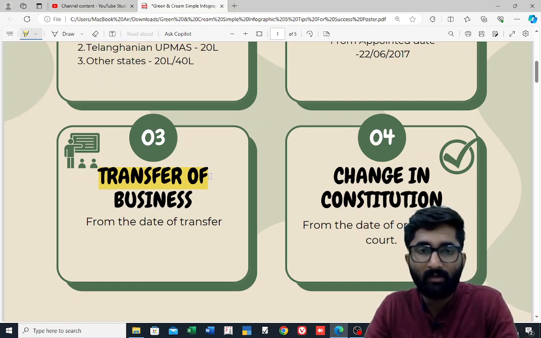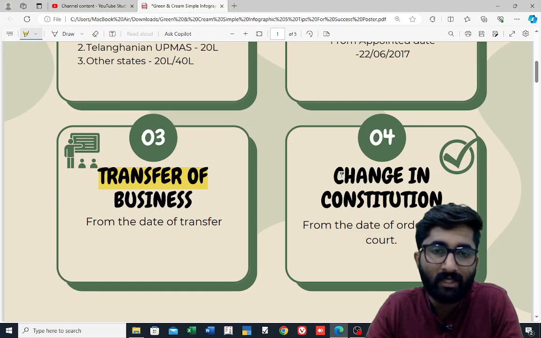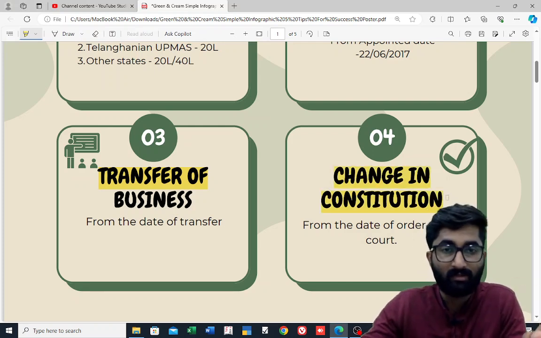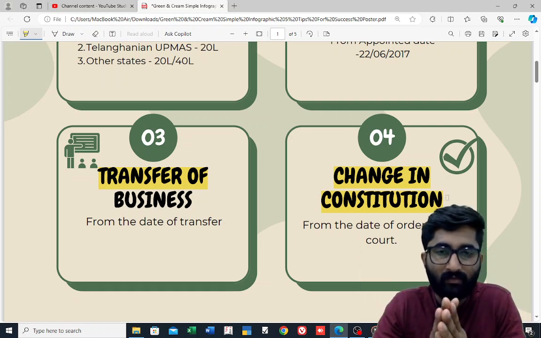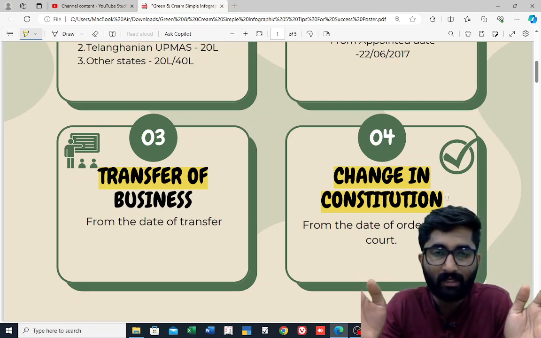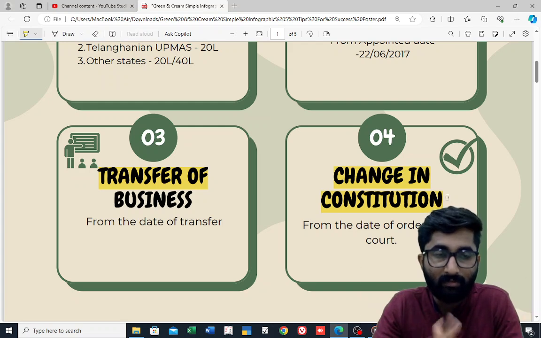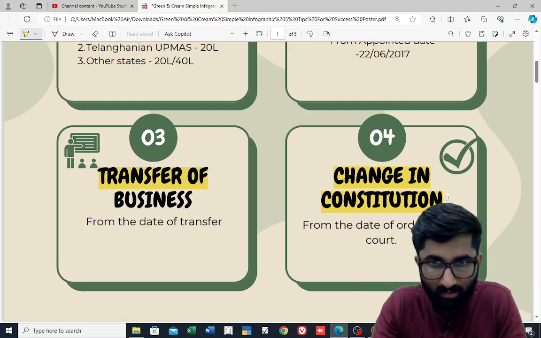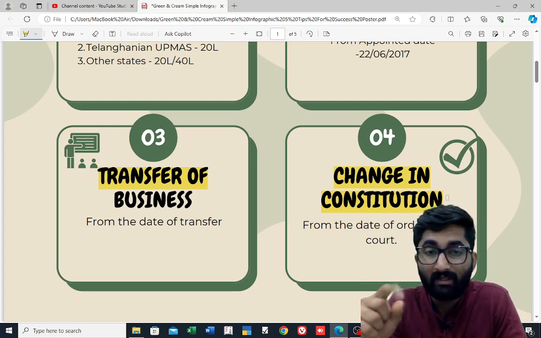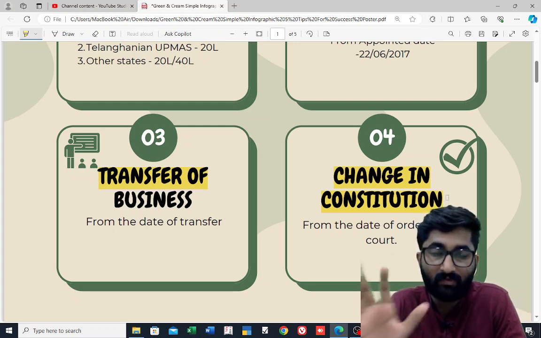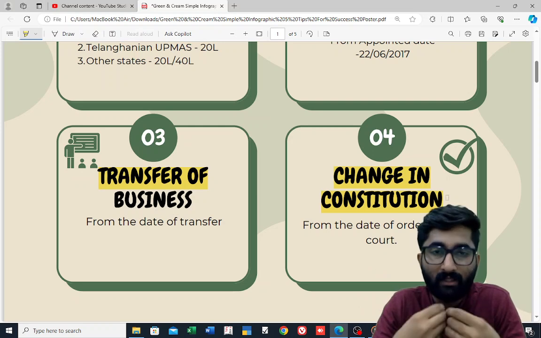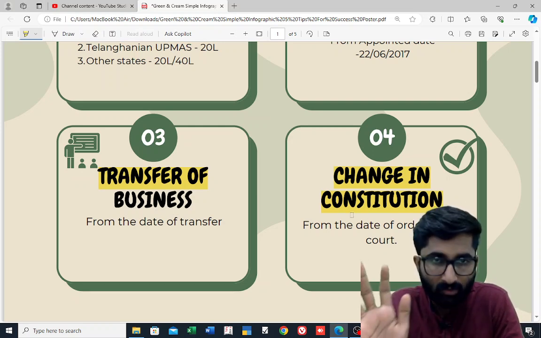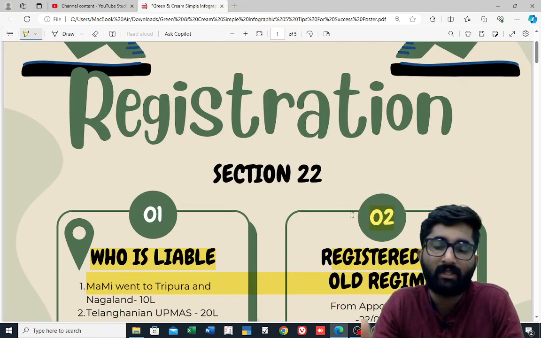Section 22 subsection 4 is about change in the constitution of the business. In the case of amalgamation or demerger, from the date of the order of the court and on receiving the certificate from the registrar, you have to take the registration. So this is about section 22. We did discuss section 22.